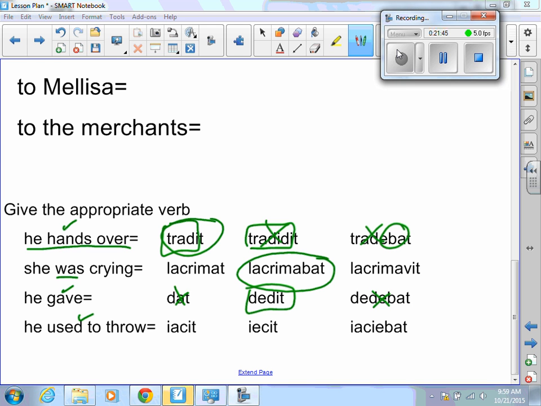I have present, so I can't use it there. Iecit, that is the perfect. Iacio, iacere, ieci. Ieci is the perfect stem, so I can't use it. -ba is the imperfect marker, so I'm going to use iaciebat.